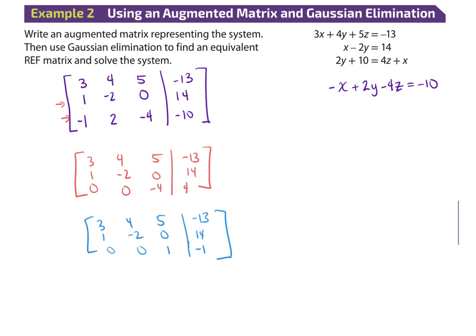Okay? So in this case, now I'm going to flip-flop these two rows so that my 1 is where it needs to be, because dividing by 3 would be horrific. So we're going to flip-flop those two rows, leaving my third row alone. I have 1, -2, 5, -13. No. See, look how easy this is. There we go. 1, -2, 0, and 14, and then 3, 4, 5, and -13. I just flip-flop those two rows, 0, 0, 1, and -1.